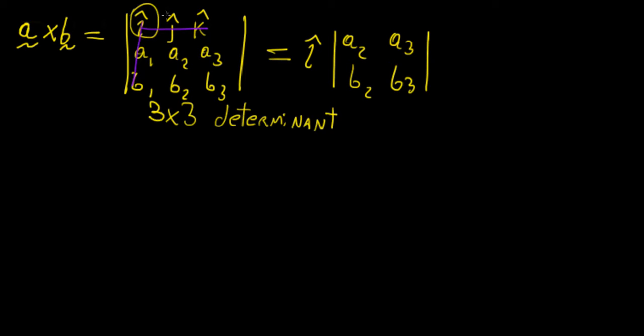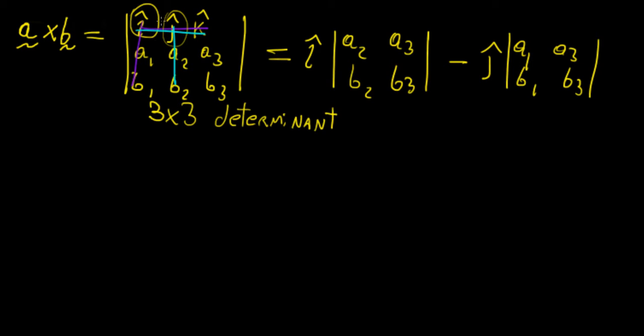Now for the next one, we're going to grab this one and do the same. We're going to block this column and that column. So let's say we do this, this, and that. Now the two remaining columns are A1, B1, A3, B3. So we're going to have j times A1, A3, B1, B3.